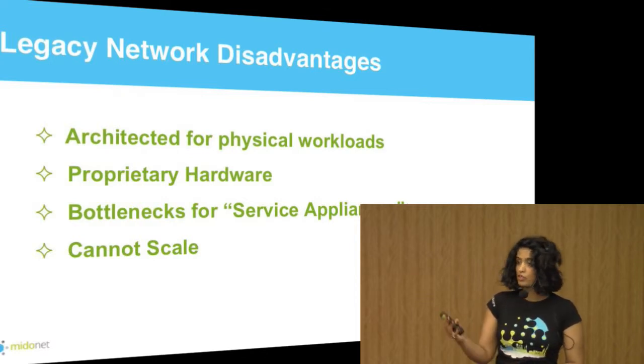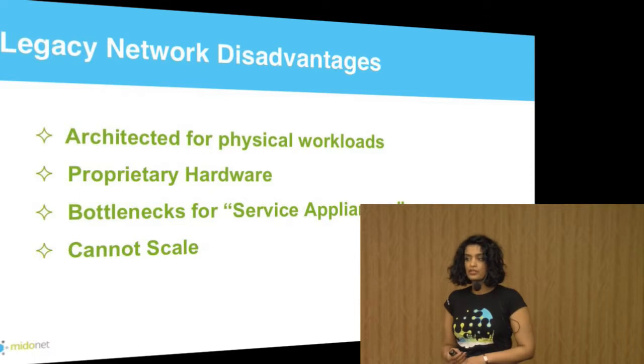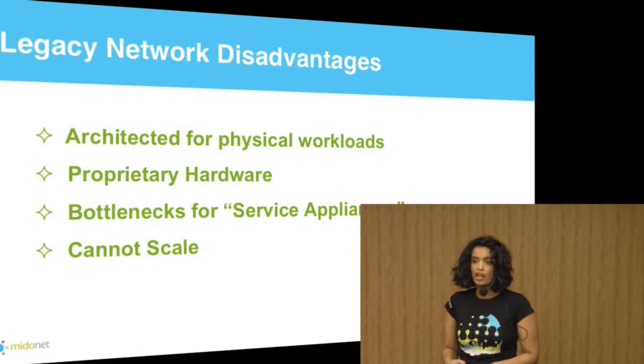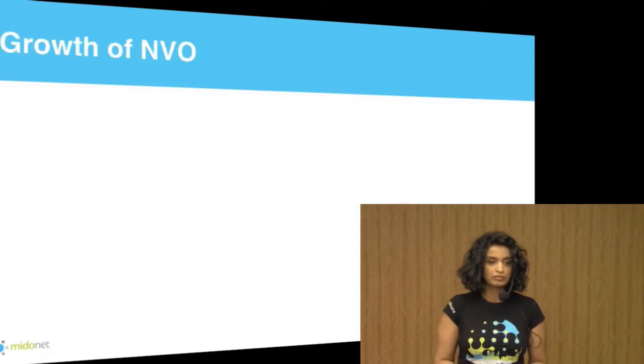We'll talk about some of those bottlenecks for service appliances, for example, front-ending spine routers with load balancers and firewall services, and the general problem of not being able to scale well with those old architectures.